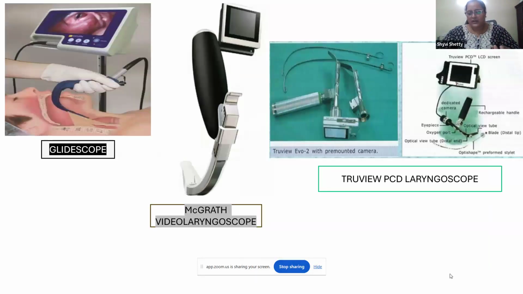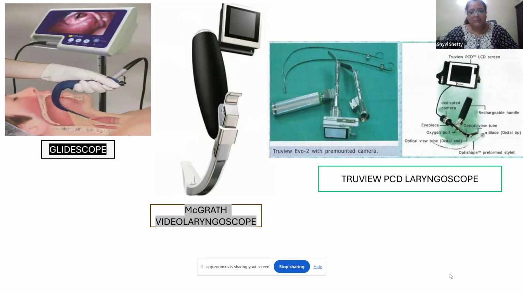There are different types of video laryngoscope. The first one that you see is basically a GlideScope. Now this one incorporates a high resolution digital camera which is connected by a video cable to a high resolution LCD monitor, and it has an anti-fogging mechanism embedded. It comes in three models: the standard, pediatric, and the neonatal version.